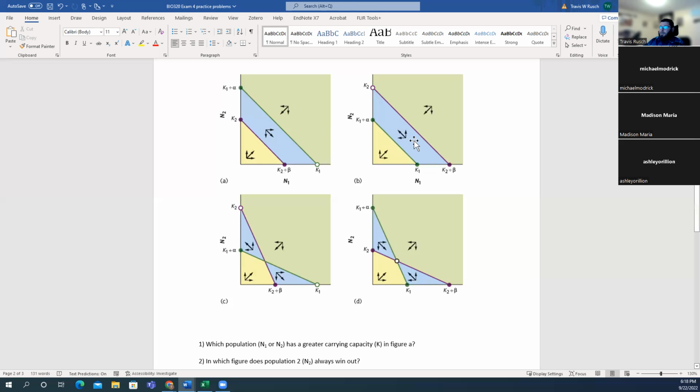And then we could use the same argument but different in this scenario, right? The isocline is switched. Species 2 isocline is above species 1, so all things are going to point to the middle and then towards species 2 winning out. But what's going on in C? We have 2 open circles. What does that mean?